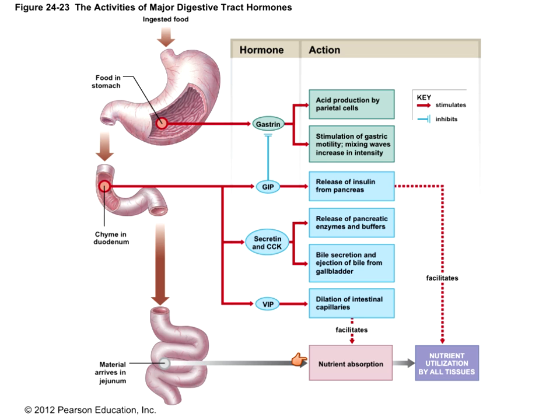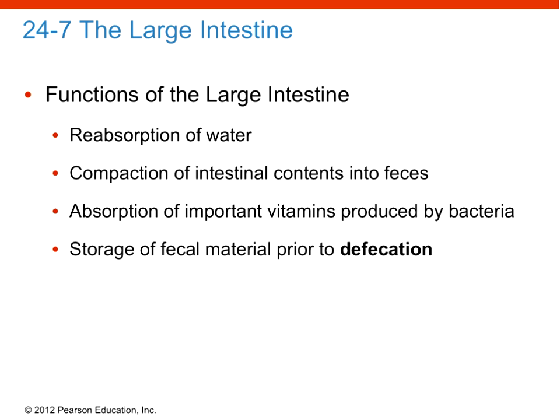And when we say nutrient utilization by all the tissues, once the pancreas has been stimulated to not only make the pancreatic juices, it's also going to be stimulated to make and release more insulin. And remember, insulin is the key that's needed by cells in order for glucose to get into the cell. So we need insulin to act as a key onto the receptors of the cells, so that glucose can get into it.